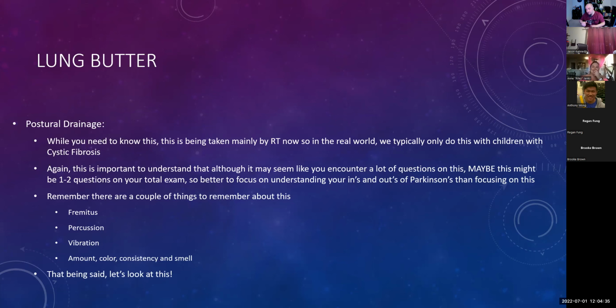So remember, vibration first, then percussion, and we're usually going to do fremitus at the very beginning to help us figure out where we need to do those percussion and vibrations.